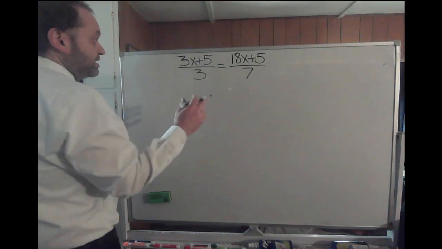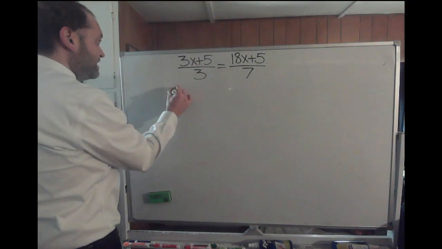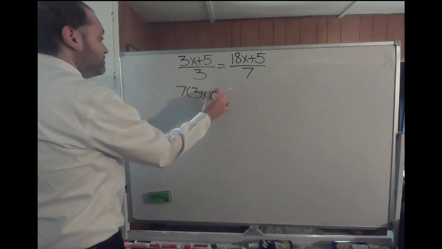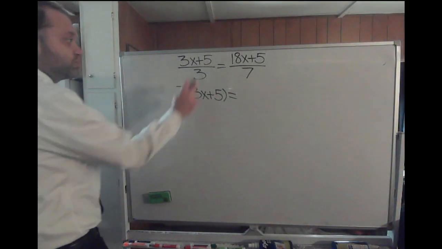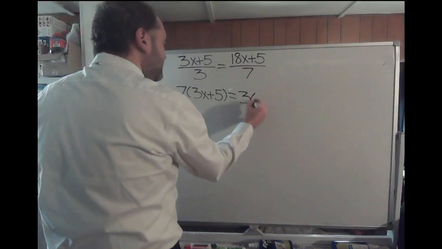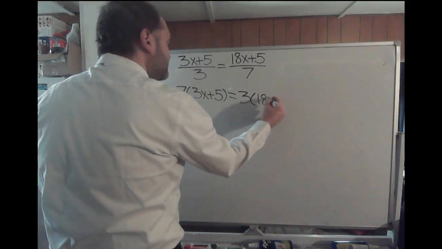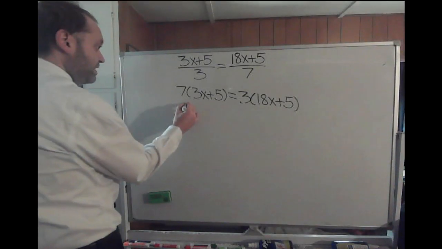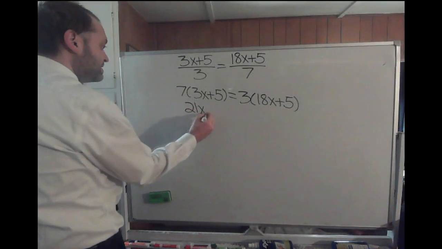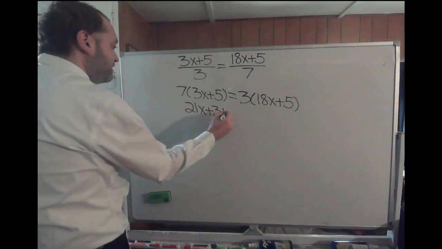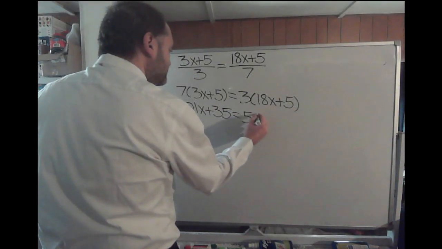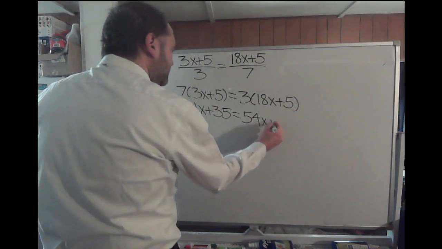So take the product of your means, which would be 7 times the quantity 3x + 5. You'll set that equal to the product of your extremes, which would be 3 times the quantity 18x + 5. Now do your distributive property. You get 21x + 35 is equal to 54x + 15.